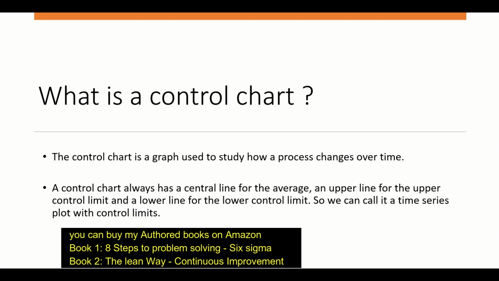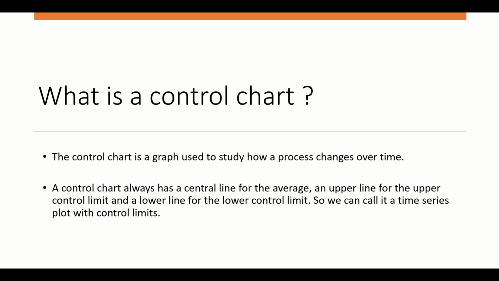And in a control chart, we always have a central line for the average, the upper line for the upper control limit, and there is a lower line which is represented as lower control limit. So we can call it a time series plot with control limits. Our process data point should lie between these two control limits to say that the process is in statistical control. These control limits are plus minus 3 standard deviations from the central line.